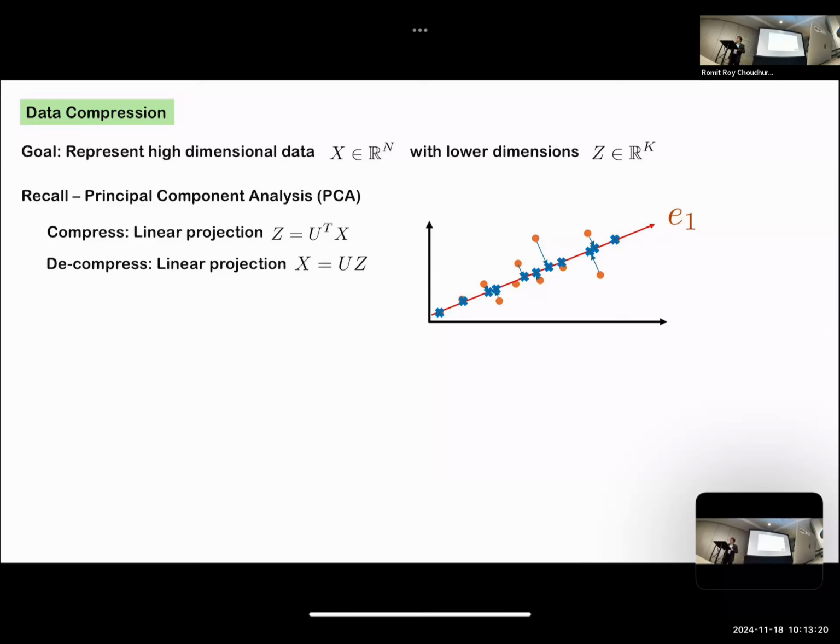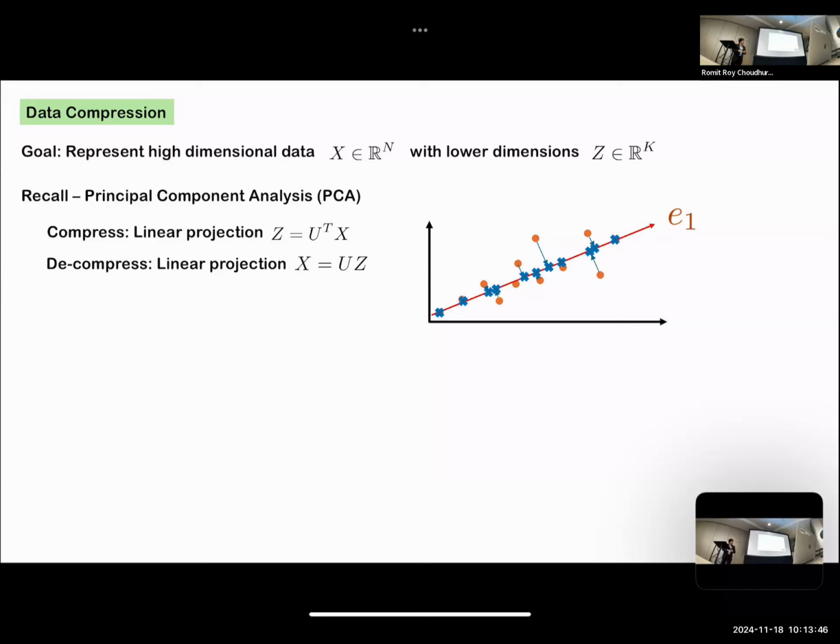This is a form of compression. Of course, is it lossless or lossy? Lossy, right? You sacrifice something. You sacrifice the projection of this point onto the orthogonal axis. But compression is a way of reducing data. Compression is also a way of learning rules.